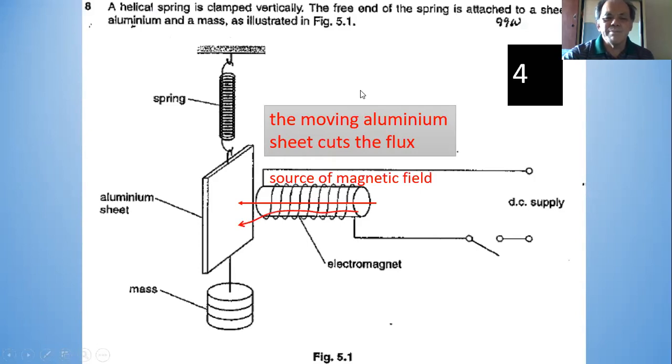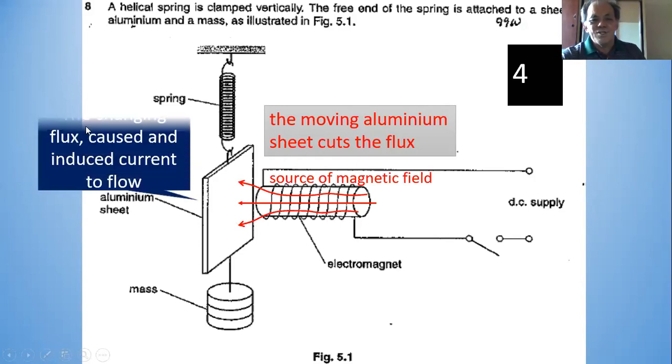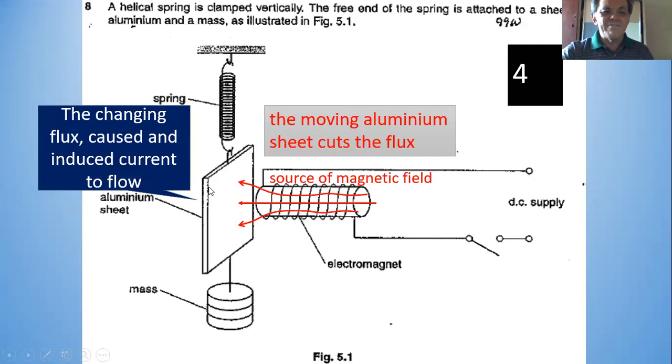Just know what is happening. This is your flux. There's your magnetic field, the lines there. If the aluminum sheet is moving, it's going to cut this magnetic field. So you get a rough idea. Changing flux across the aluminum causes induced current to flow in the aluminum sheet there.